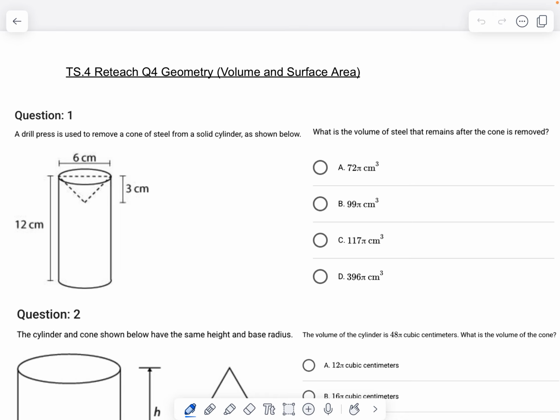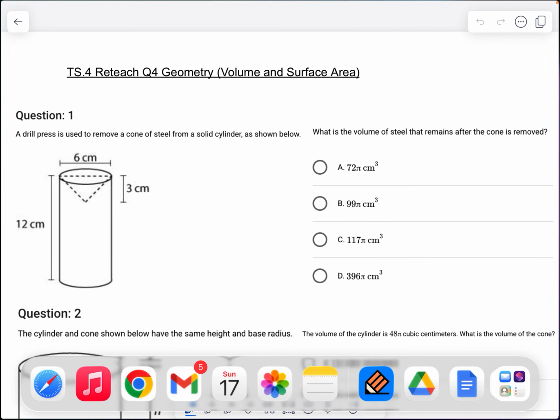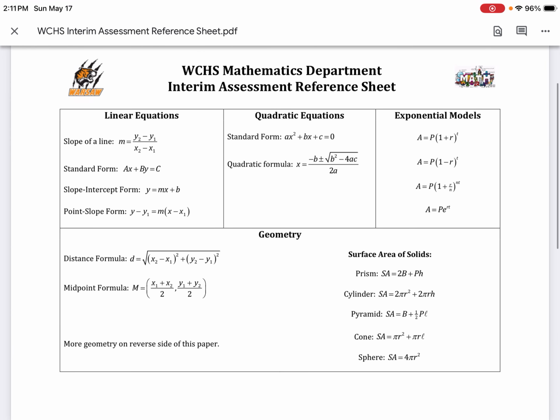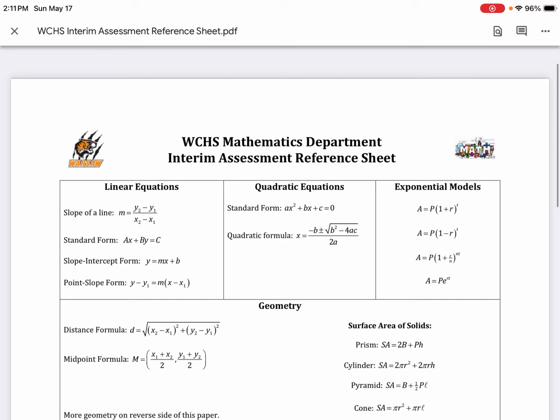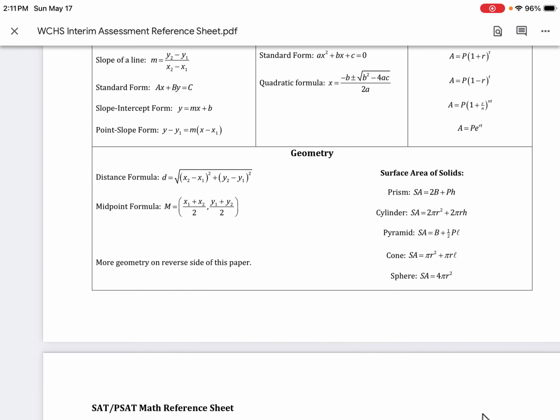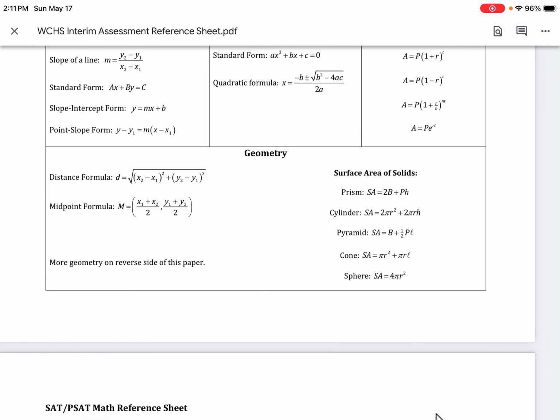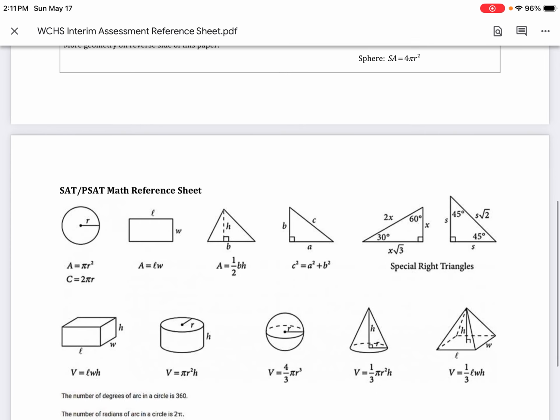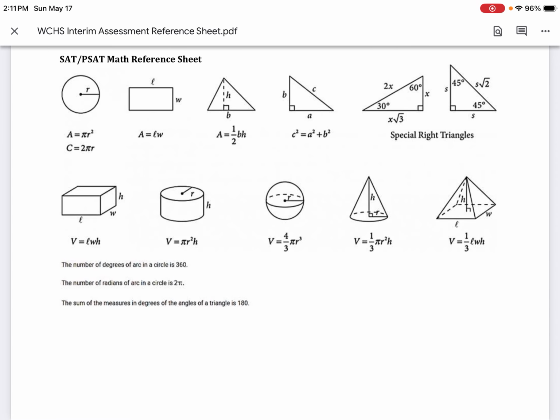This standard was over volume and surface area, the last thing we did in our geometry class. The beautiful thing about volume and surface area is we literally have formulas for the majority of everything. So we should have this paper on our desk, the interim assessment reference sheet. We have surface area formulas on the bottom right, and the bottom row where it says V equals is all our volume formulas. We've got formulas for the majority of everything we need, which is beautiful.